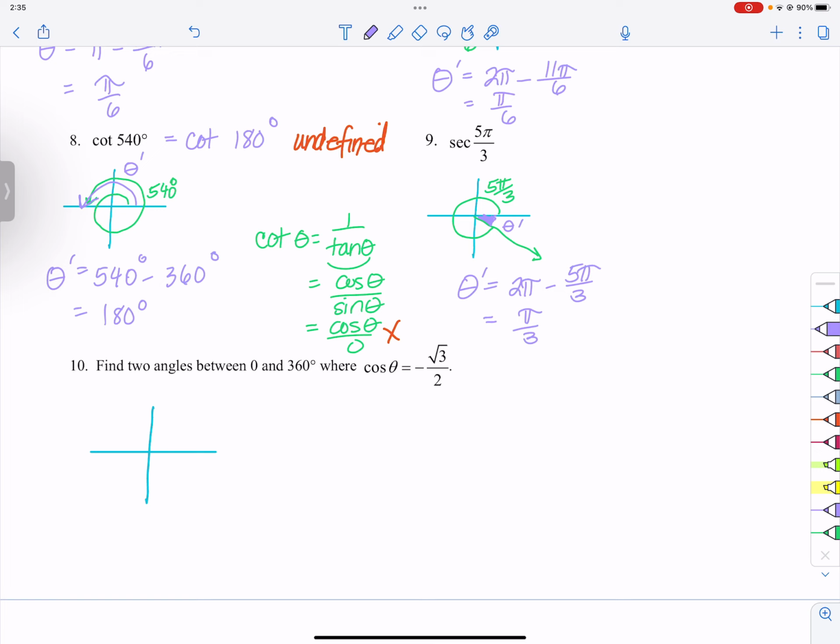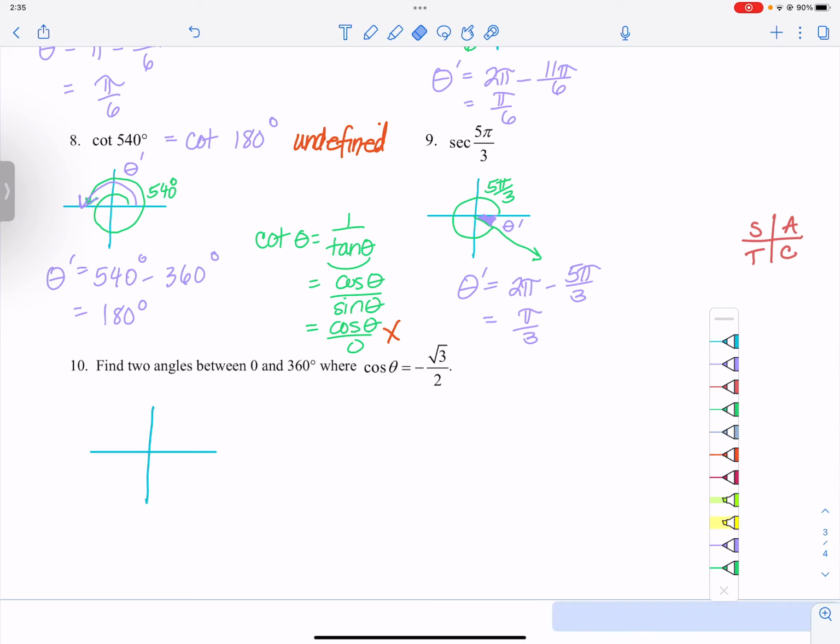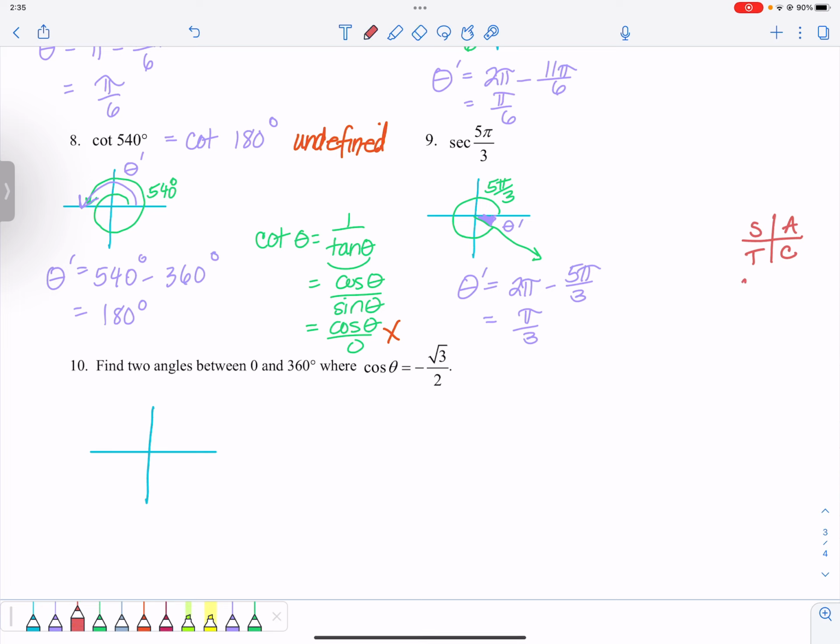Now, in quadrant 4, if we have the secant, in quadrant 4, all students take calculus. So in quadrant 4, the cosine is positive. Therefore, the secant will also be positive since the secant is 1 divided by the cosine. So we will just have the secant of 5 pi over 3 is equal to the secant of pi over 3, which is just equal to 2.